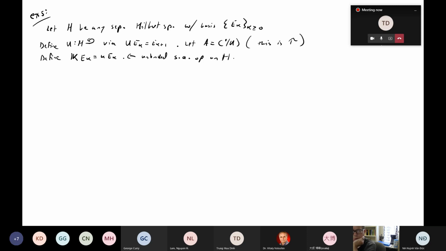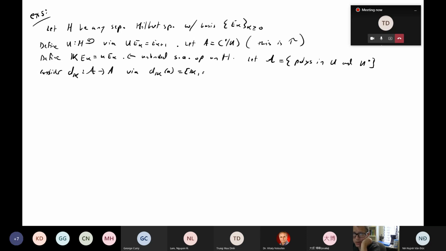So with that in mind, I'm going to let script A be the polynomials in U and U star. And I'm going to consider D sub blackboard K on A. It's going to take script A to A, and it's going to be via the following: D script K on A is going to be the commutator of K with A for any A in script A. So this is going to be an unbounded derivation.